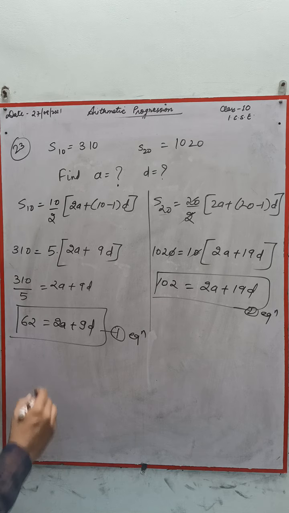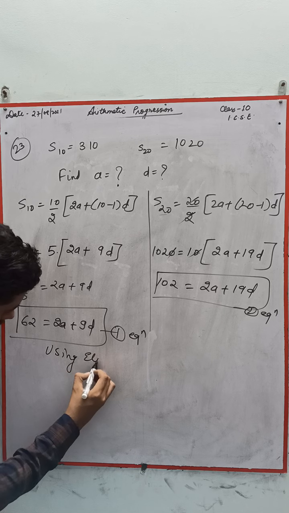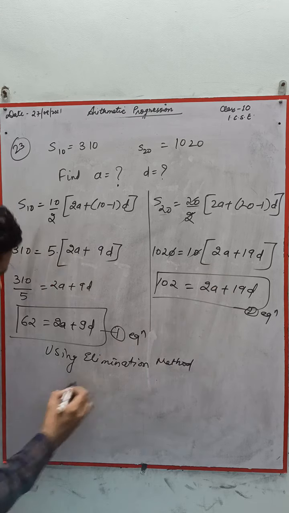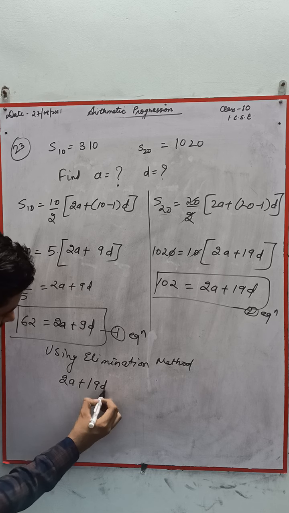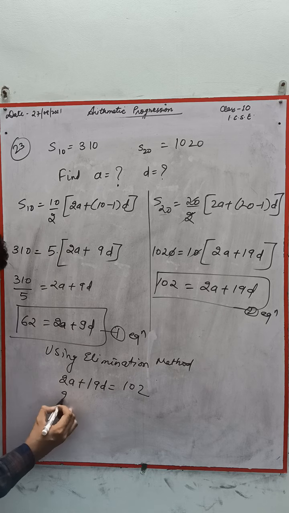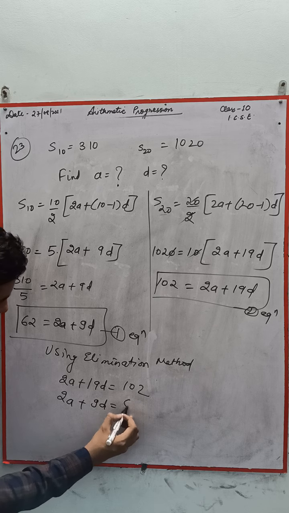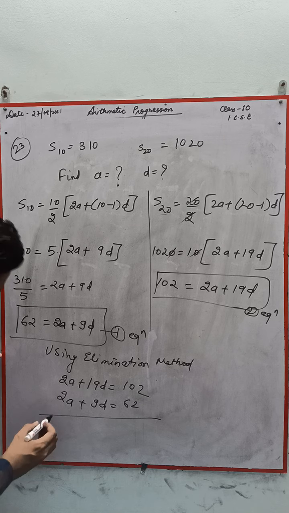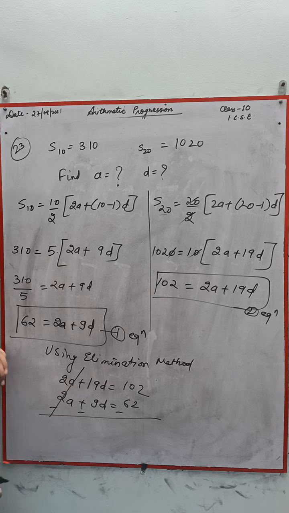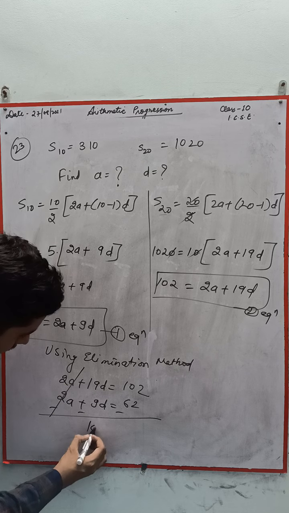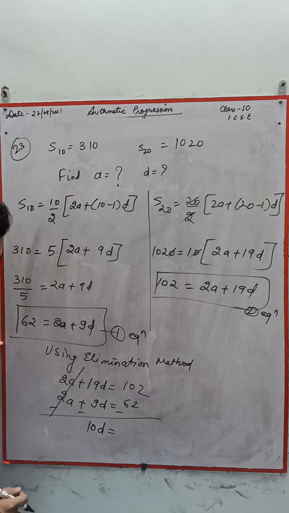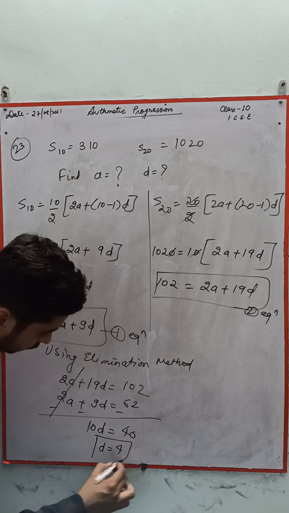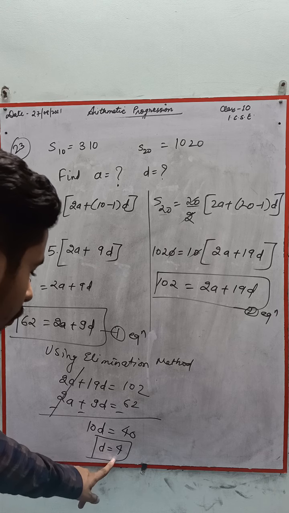Now using the elimination method, 2a plus 19d is equal to 102 and 2a plus 9d is equal to 62. We don't need to multiply anything because they are already the same. So minus, minus, minus, the 2a terms are cancelled. 19d minus 9d is 10d. 102 minus 62, you will get 40. So d is equal to 40 by 10. So finally the common difference is 4.